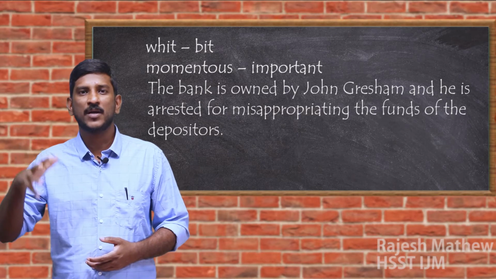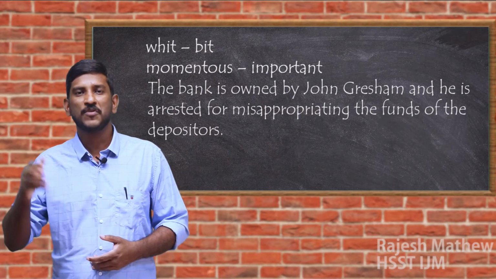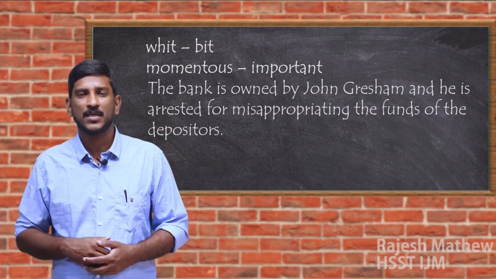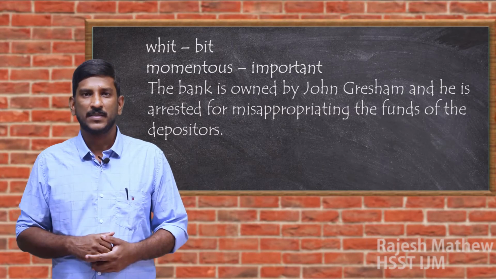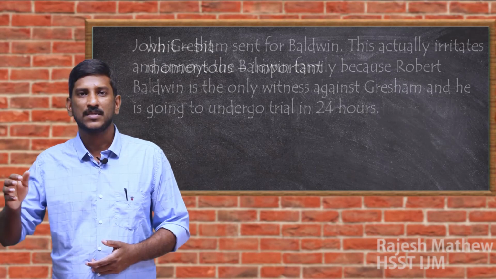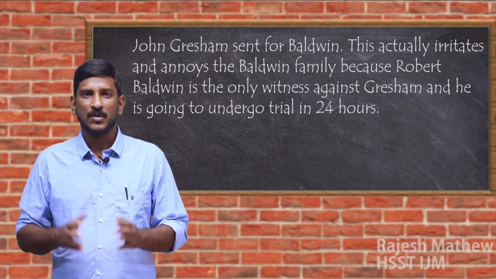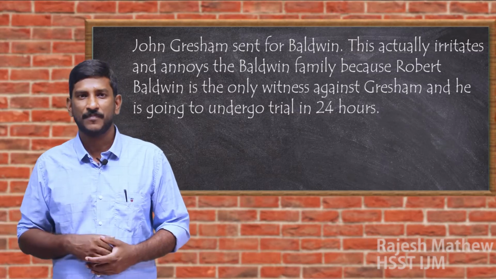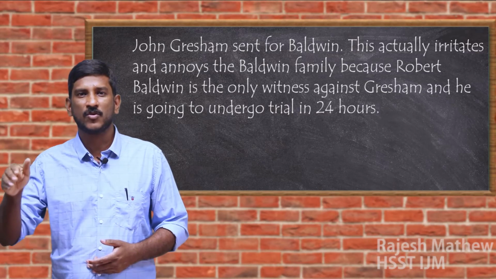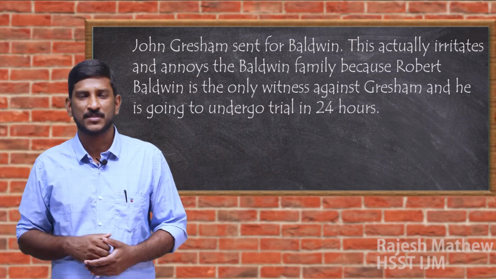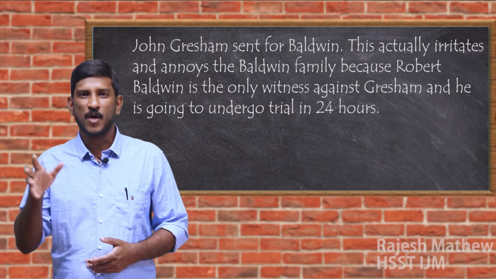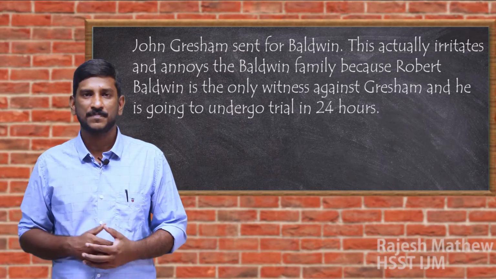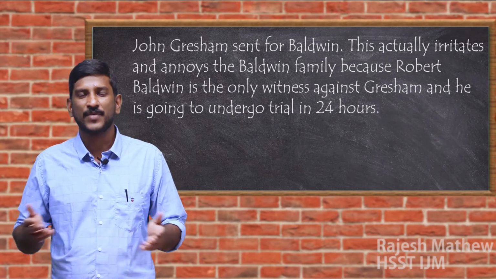Why should John Gresham want Baldwin to meet him? Why should John Gresham want to see Robert Baldwin? It irritates and annoys the family members because Robert Baldwin is the only witness against John Gresham, and John Gresham is going to undergo the trial in 24 hours. Robert Baldwin is the only witness against John Gresham. This adds to the anxiety of the family members.